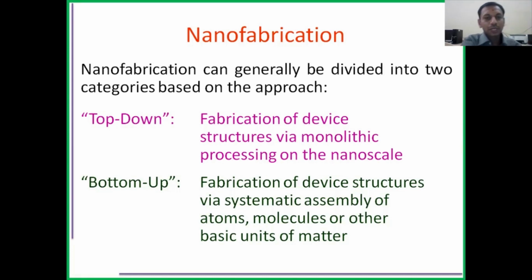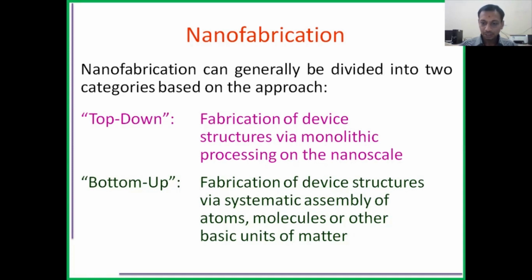So based on the approach, you can say top down and bottom up. Top down and bottom up are the two popular approaches that can be used for nanomaterials fabrication. When you talk about top down, it is fabrication of device structures via monolithic processing on the nanoscale. And bottom up is fabrication of device structures via systematic assembly of atoms. So in bottom up, we are progressing from the atomic level to nano level, nano size dimension material.